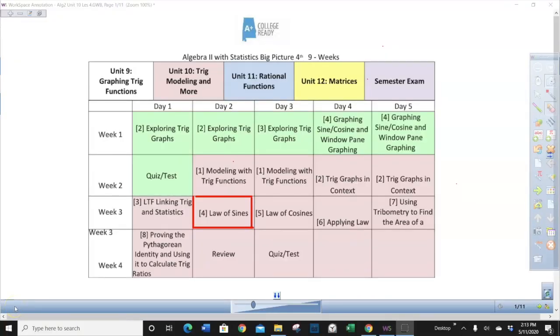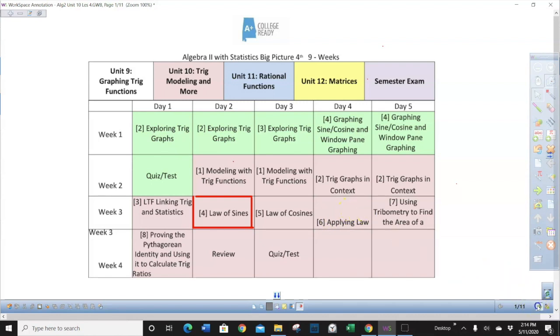So we're going to be looking at deriving the law of sines. You can see that this is our big picture, which we have for each 9 weeks. This is Unit 10. We're doing Lesson 4, which is on Day 6. It is a 1-day lesson, and then we have 1 day for law of sines, and then the 3rd day is application problems for law of sines and law of cosines.